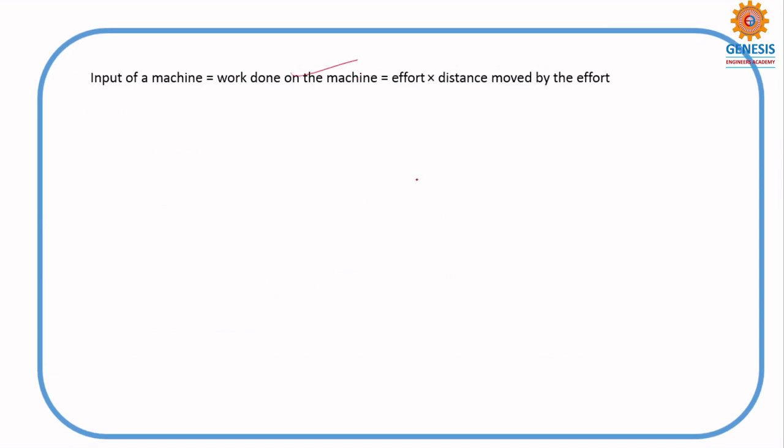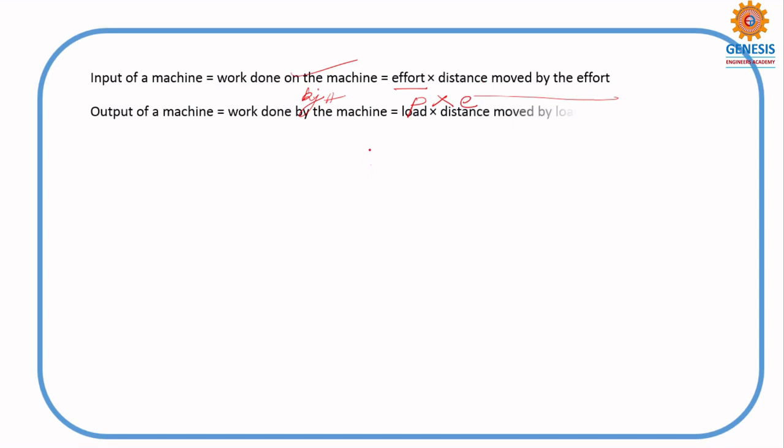Now, the input of the machine is work done on the machine. This is by human beings, right? So this is the effort and the distance moved by the effort. The human being is going to apply this and move this as E. So this is the same thing.